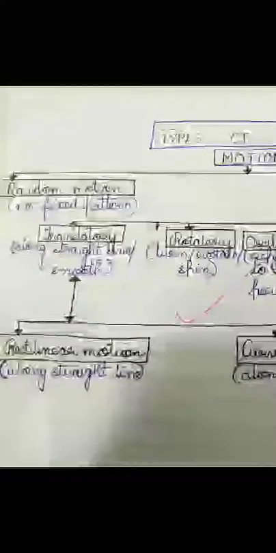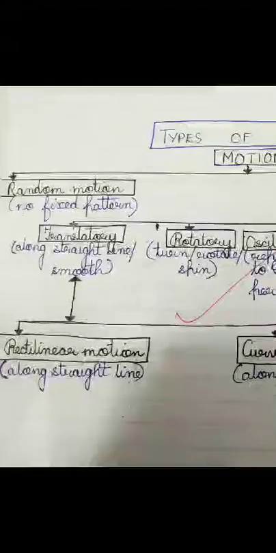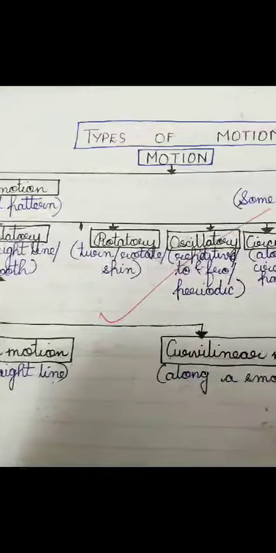So what is a translatory motion? Whenever our body is moving along a straight line, that is called a translatory motion. Rotatory motion is when something is rotating or turning or spinning.